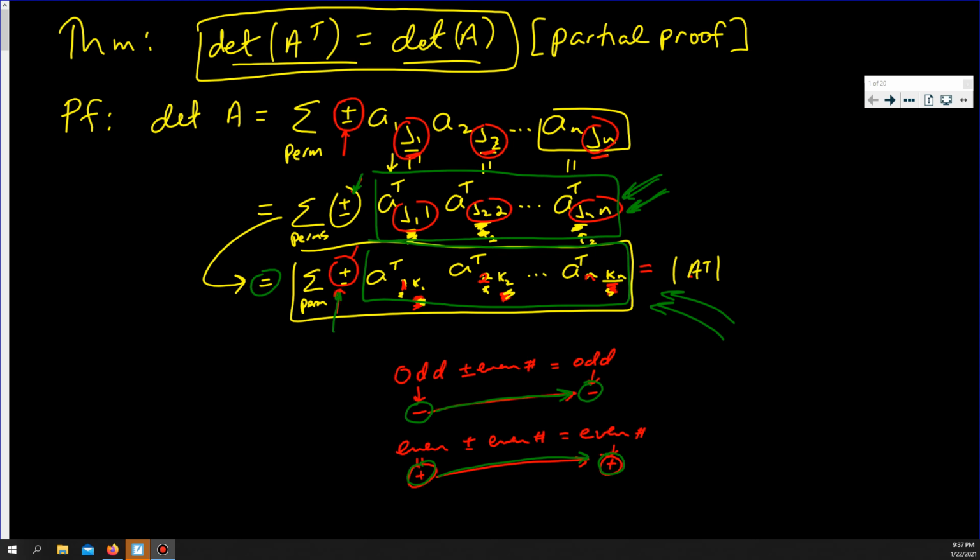The parity doesn't change. And that's what I didn't prove. That's why this is a partial proof. So up to a plus or minus sign, I did show that the determinant of A is equal to plus or minus the determinant of A transpose. But I am telling you, it's plus. They both have the exact same value.